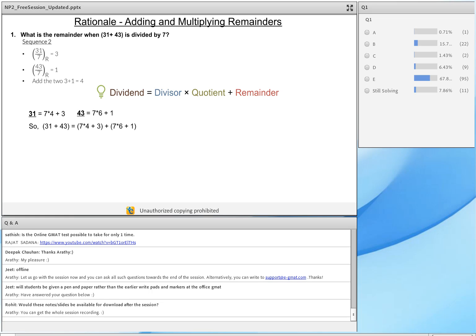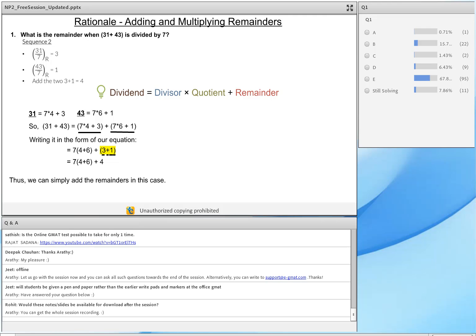So when you do 31 plus 43, what you're really doing is adding 7 times 4 plus 3 and 7 times 6 plus 1. So you open the brackets up, you write this equation again, and you get 7 times 4 plus 6 plus 3 plus 1, which is the sum of individual remainders, and hence you get the remainder as the sum of individual remainders, which is 4. So thus, you can really say we can simply add the remainders in this case.